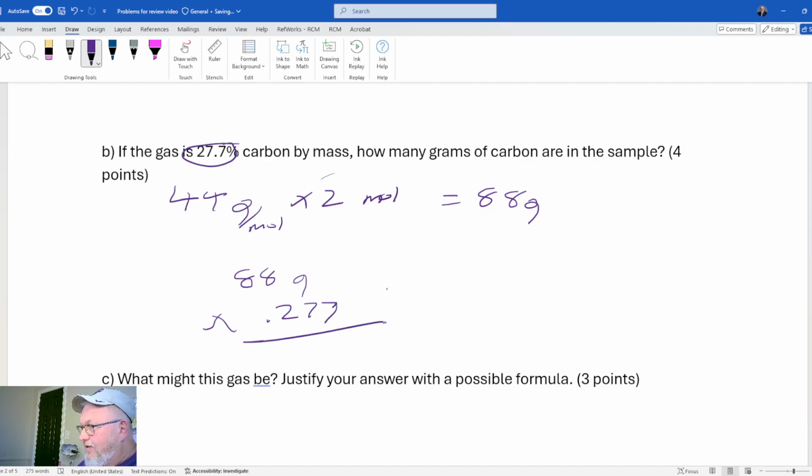0.277. So the percentage of carbon in that sample would be, let's see, 88 times 0.277 equals 24.376. Well, I want grams. I want good sig figs. That's got 3 significant figures. Let's do that. 24.4 grams of carbon.